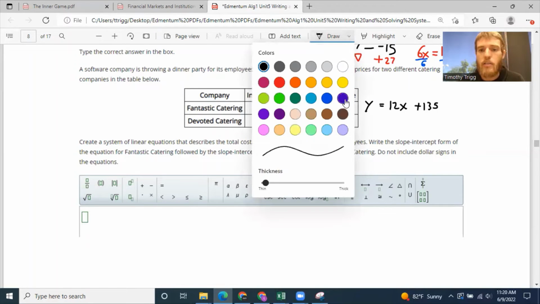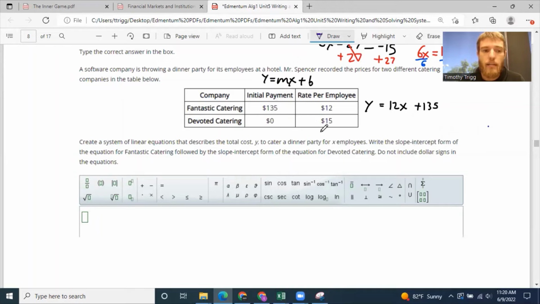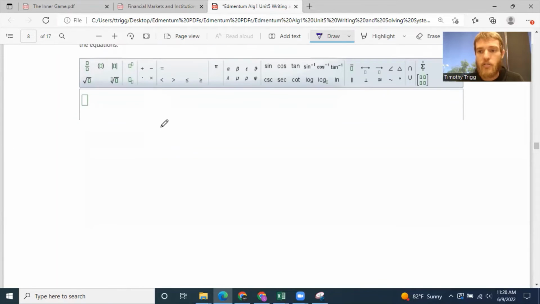See if you can write an equation for the second one. Well, that would be y equals just 15x. Here the b is 0 because the initial payment is 0. So you don't need to put anything plus anything. Okay. Here it just says create a system of linear equations. Well, we just did that. So that's your answer.